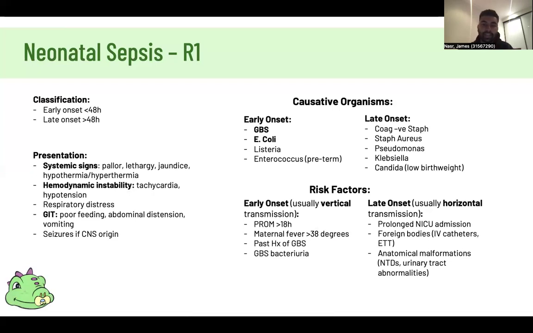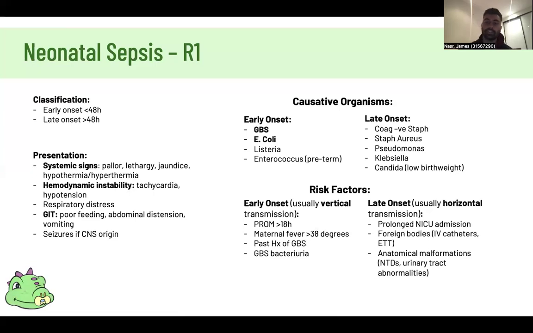In terms of the risk factors for each of the types, for early onset, as I mentioned, that's normally vertical transmission. So anything that would increase the likelihood of mum passing on bacteria to the baby. Prolonged rupture of membranes greater than 18 hours is a very strong risk factor for early onset sepsis. A maternal fever greater than 38 degrees is quite self-explanatory. And then either a past or current history of GBS bacteriuria puts you at a much higher risk of GBS causing sepsis.